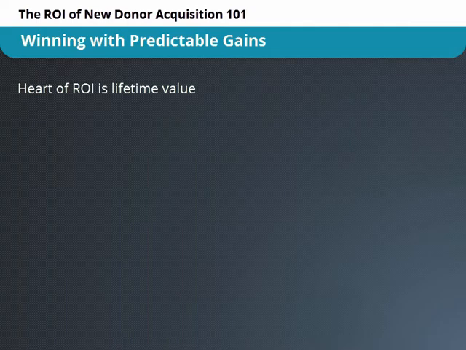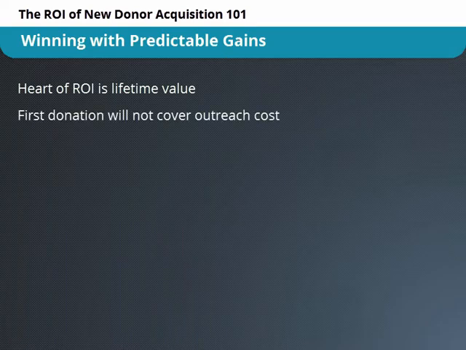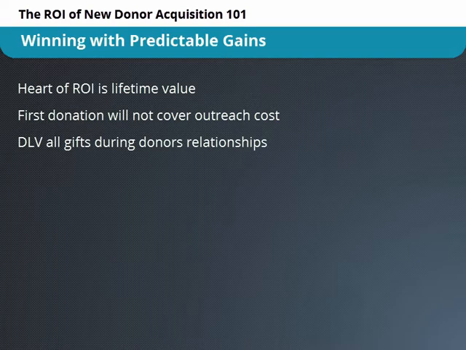At the heart of ROI analysis is the concept of the lifetime value of a new donor relationship. DLV recognizes that first donations will not typically cover the outreach costs of getting these gifts. DLV thinking moves the focus beyond the single at-bat or even game and onto the entire season. It's no longer just about the donor's initial gift, but instead about all the future gifts they're likely to give over their entire relationship with you.